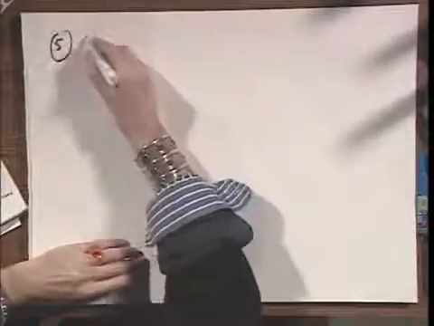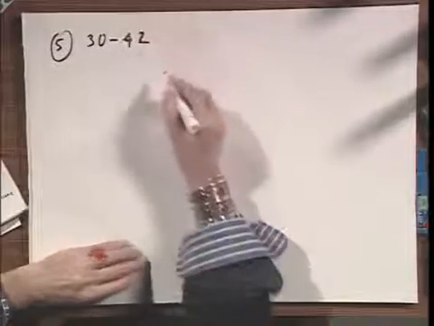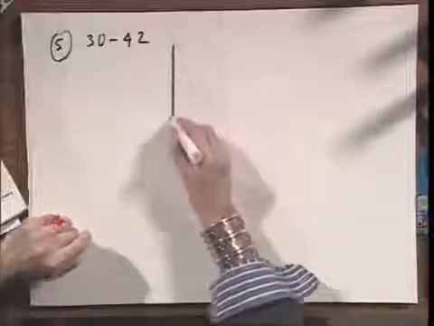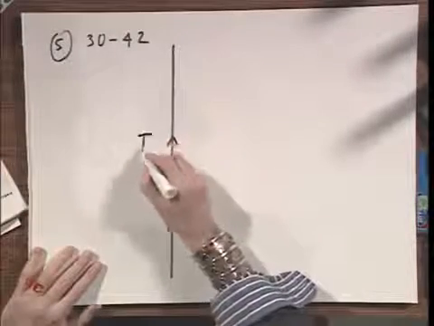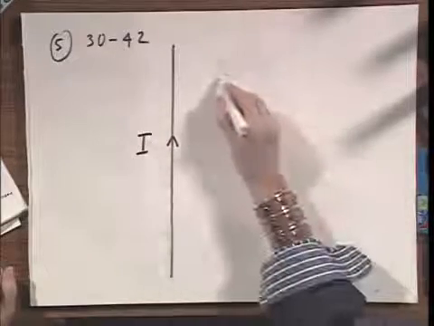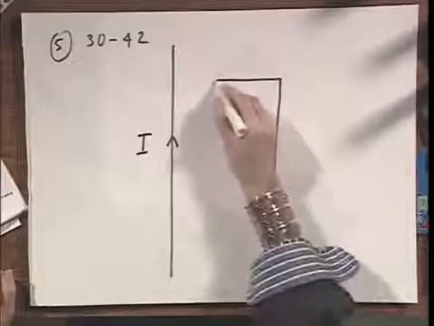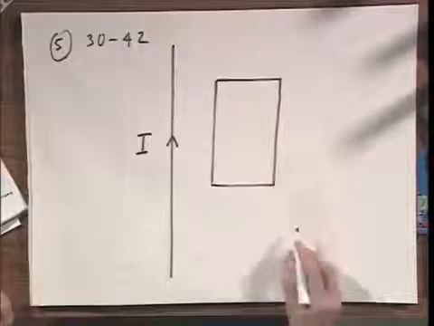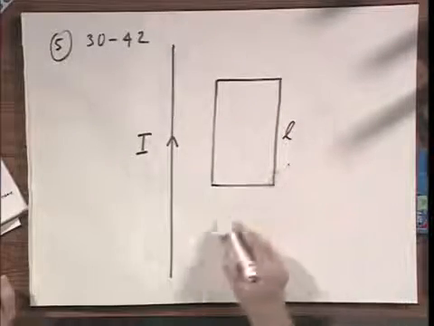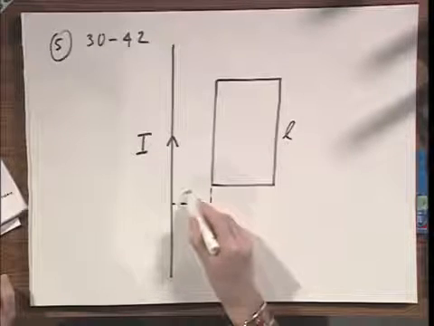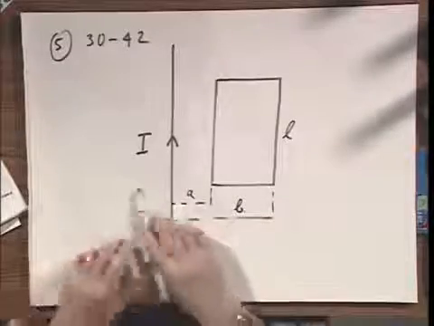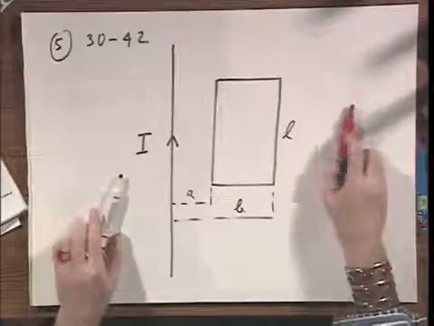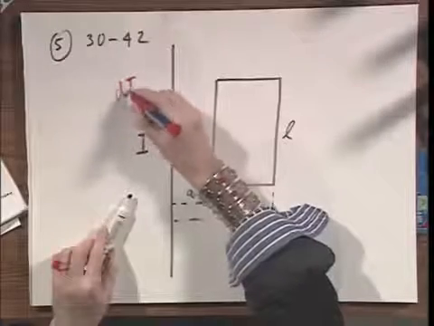That brings me now to the last problem, which is problem 5, which is 3042, my last problem. A little bit of a mathematical problem perhaps. I have a current I here, and I have here a loop, and the loop has length L. This distance is little a, this distance is little b, and I have a changing current dI/dt.